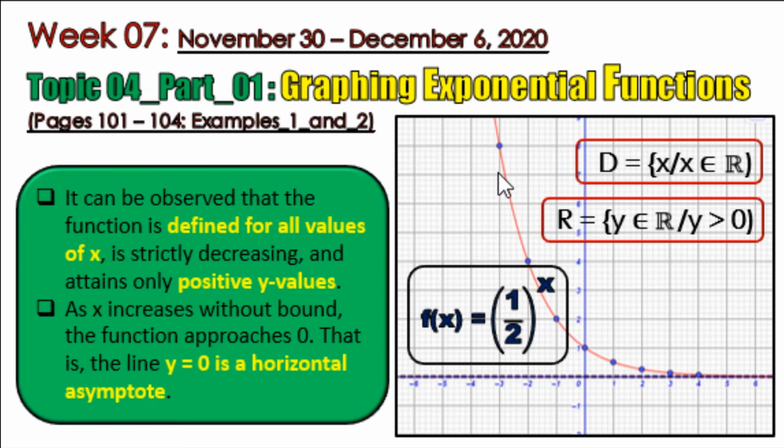So as x increases without bound, the function approaches 0. So as the values of x increase, it approaches the value of y, which is equal to 0, and that is the line y is equal to 0. This line y is equal to 0 is the horizontal asymptote. This is the line being approached by the graph but will never intersect. So your graph will never intersect this asymptote. So our horizontal asymptote is y is equal to 0, and this is the line.